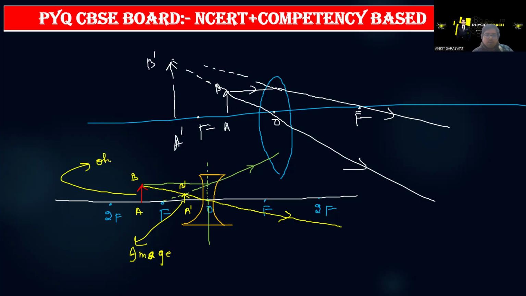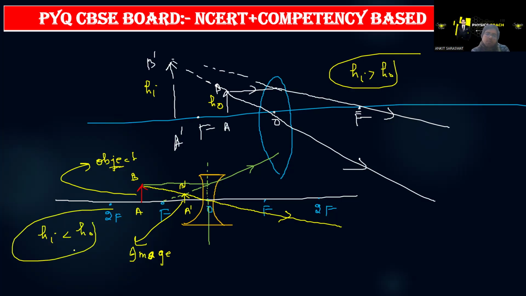The object. We can say this is height of image more than height of object. Here height of image is less than height of object. Let's say it is diminished.